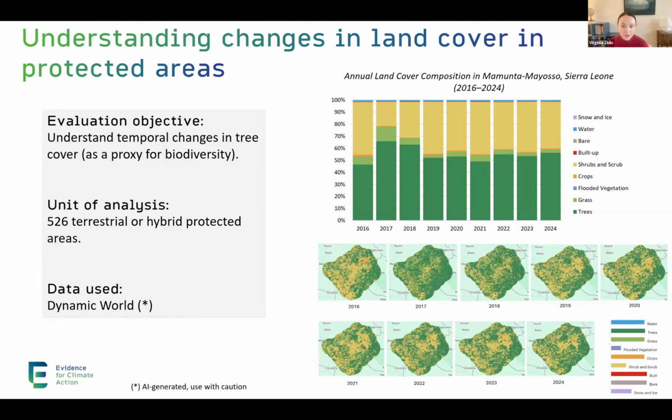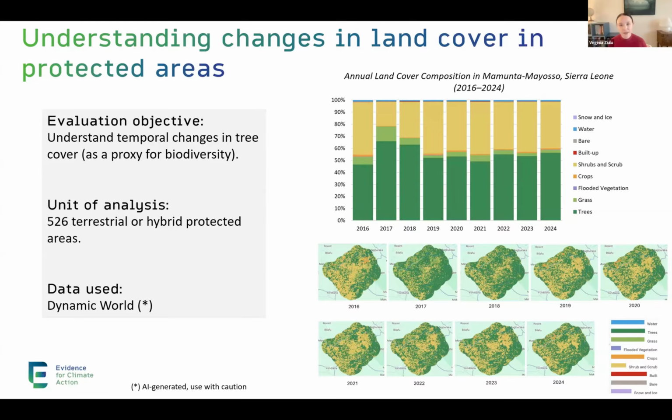On the maps you see on the slide, that's just an example of one of these 526 protected areas. But the analysis that we did was summarizing the patterns that we saw globally for all the areas of our analysis. The maps can give you a sense of the detail that this type of data source can provide.